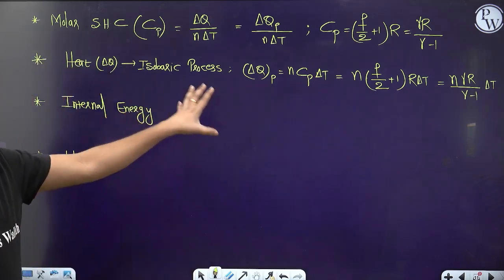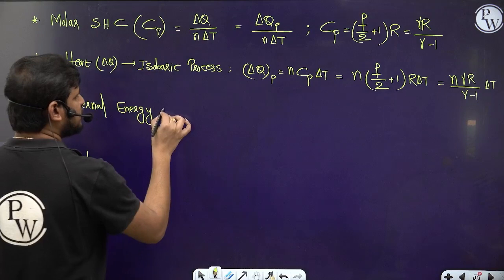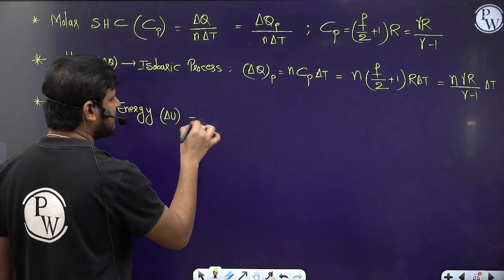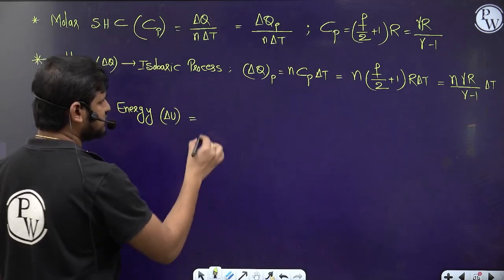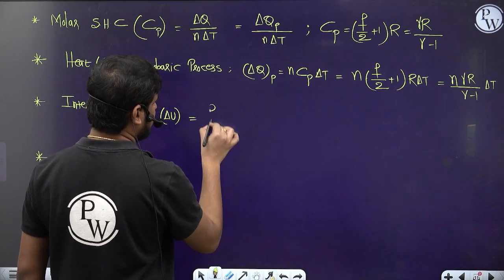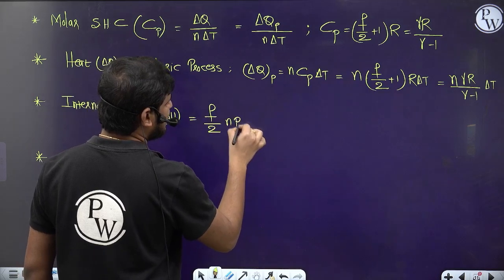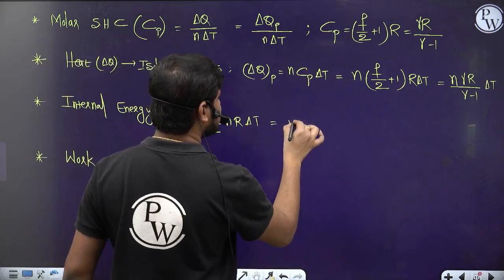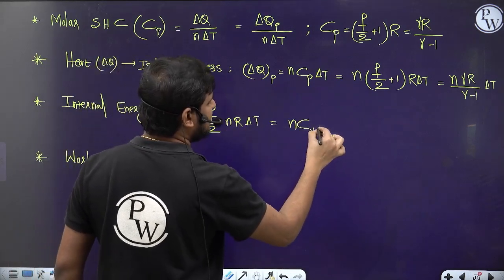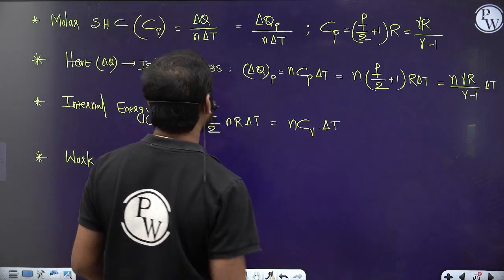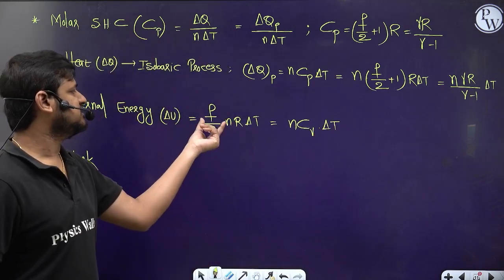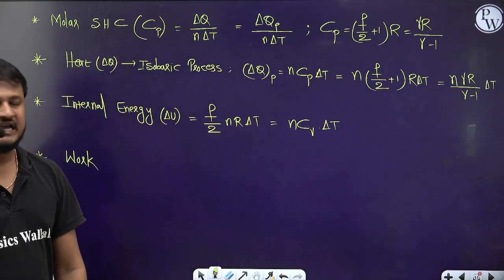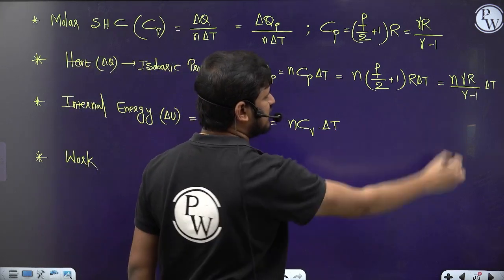Is this part clear? Chalo, so note this down. For the internal energy we have only one formula. So what's the internal energy formula? Delta U equals N into F by 2 into R delta T. This F by 2 R is nothing but Cv, so delta U equals N Cv delta T. Understood this part? N Cv delta T. So these are all the formulas.